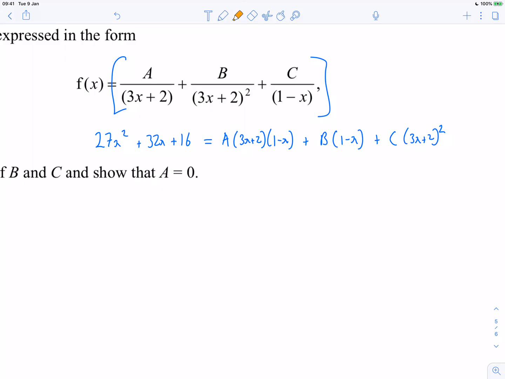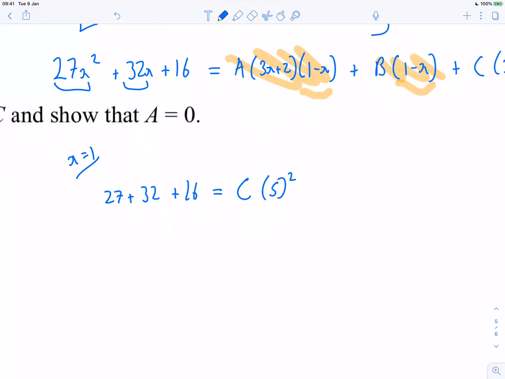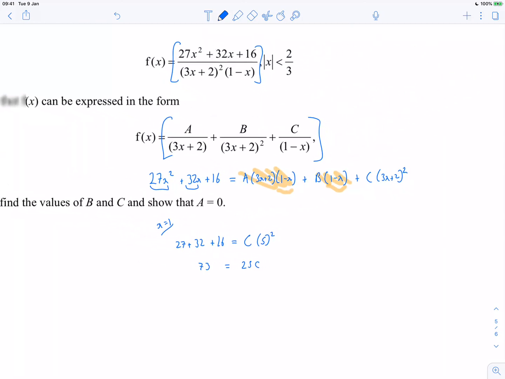So clearly, to eliminate the a and the b, then I want x to equal 1. So when x equals 1, I'm going to have 27 lots of 1 plus 32 lots of 1 plus 16. So 27 plus 32 plus 16 equals c lots of 3 lots of 1 plus 2, which is 5 squared. Tidy this up real quick. 25 plus 32 plus 16 will give 73. So it looks like 25c equals 73. I definitely copied that down right. It seems a bit weird.